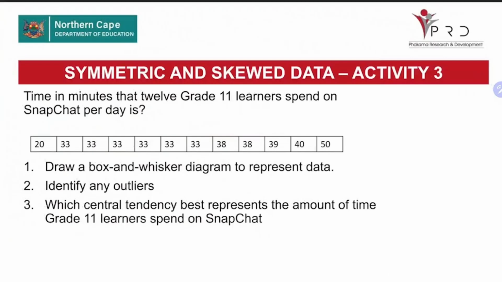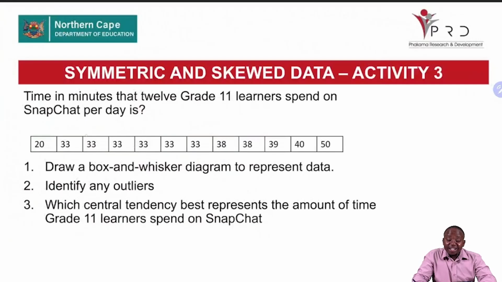Alright, welcome back, grade 12. Now, let us discuss the solutions to this activity. We are saying the time in minutes that 12 grade 11 learners spend on Snapchat per day. Now, these are the data sets that were found for that time. The first question says, draw a box and whisker diagram to represent the data. Identify any outliers. Which central tendency is best to represent this one?